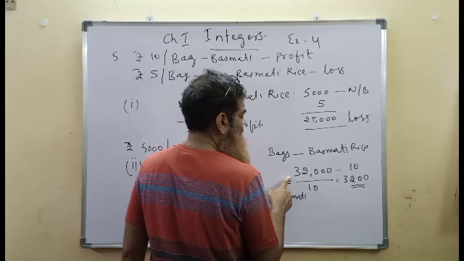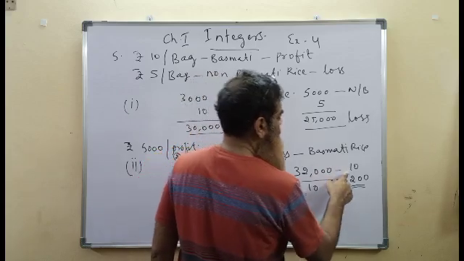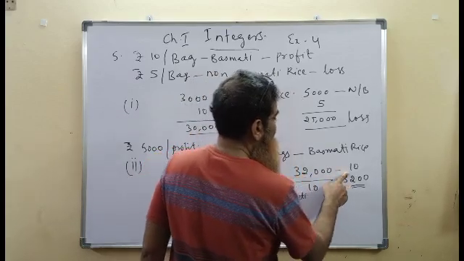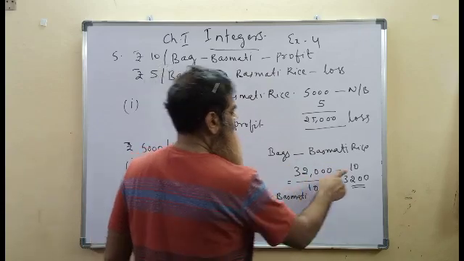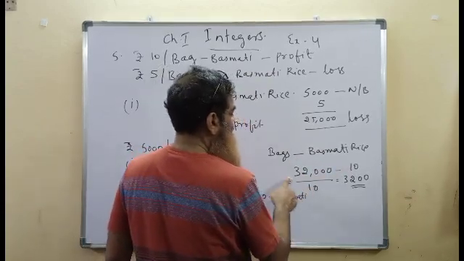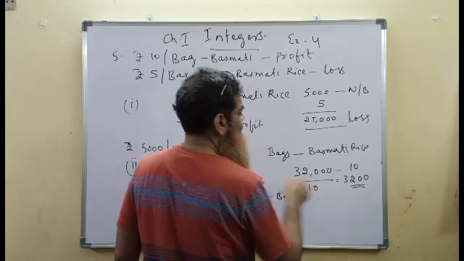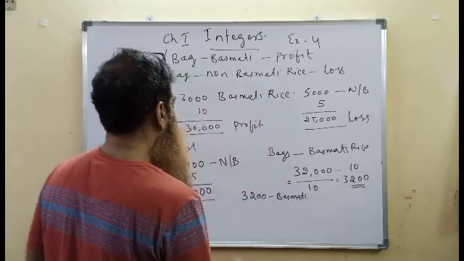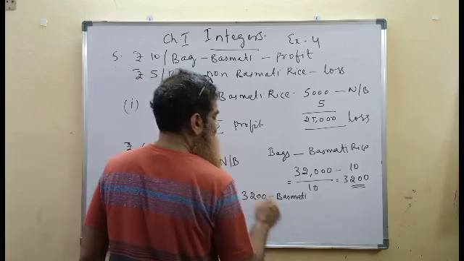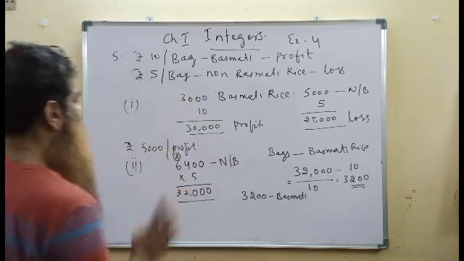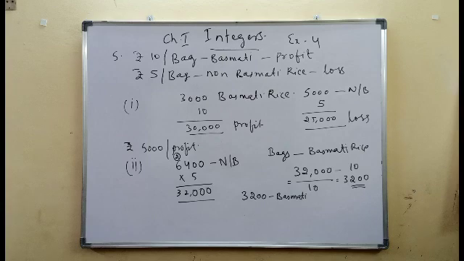The loss amount is 32,000, and we know the profit per bag of basmati rice sold is 10. We divide 32,000 by 10. When we divide by 10, we get the answer as 3,200. So he needs to sell 3,200 bags of basmati rice to cover up the loss of 6,400 bags of non-basmati rice, which was 32,000 rupees. That completes the fifth question.